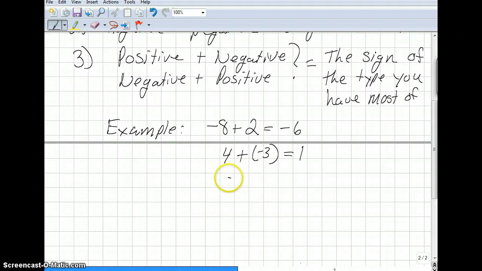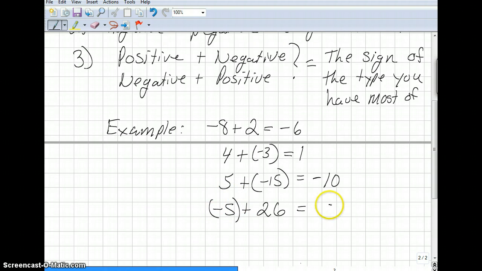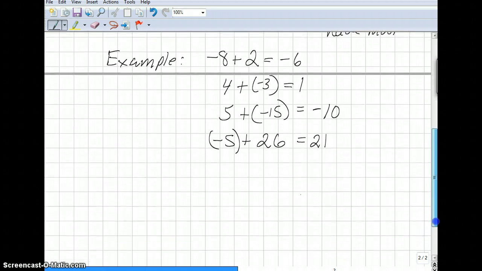If I have, for instance, 5 plus negative 15, well, I have more negatives, so my answer is going to be negative. And the difference between 5 and 15 is 10, so it's going to be a negative 10. One last example, if I have 5 plus 26, well, I have more positives than negatives. And so then my answer is going to be positive, and the difference between 26 and 5 is 21, so it's a positive 21. Okay.